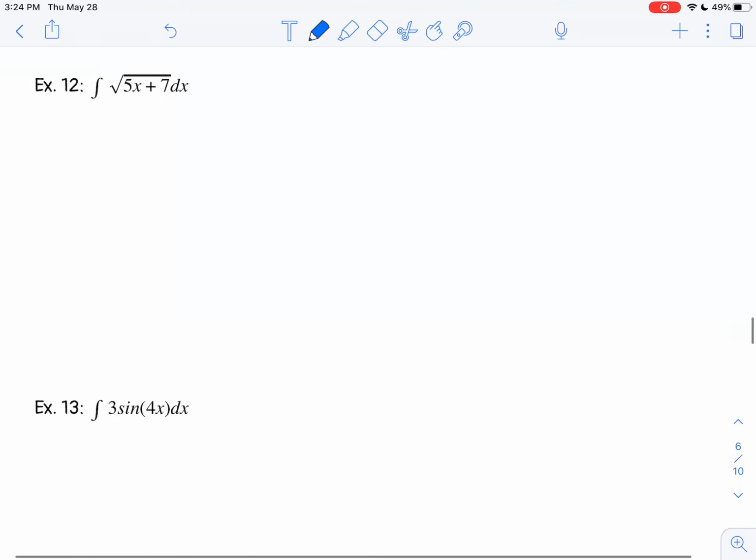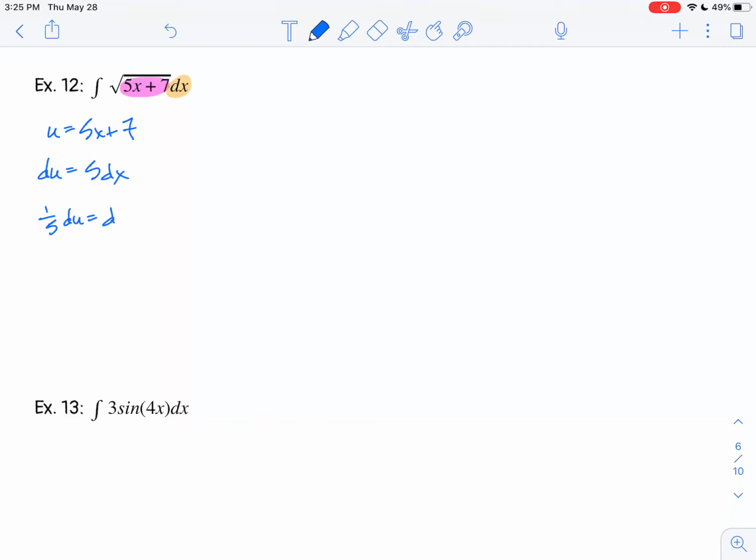All right, let's take a look at example 12. So we've got the square root of 5x plus 7. So in general, if you see something inside a square root, that's probably your u. So u equals 5x plus 7. That means du equals 5 dx. I only see a dx here though. I don't see a 5 dx, so I'm going to divide both sides by 5 and get 1/5 du equals dx.